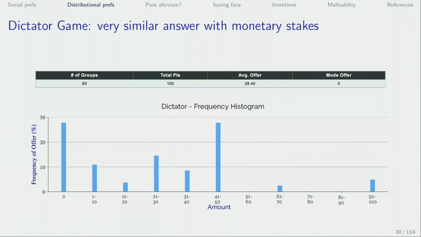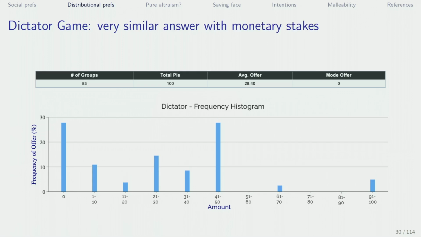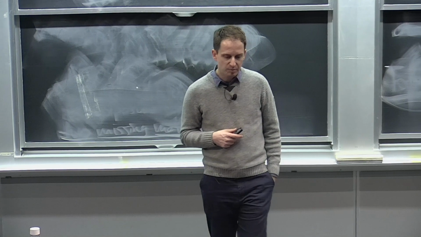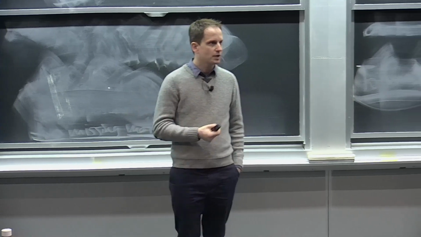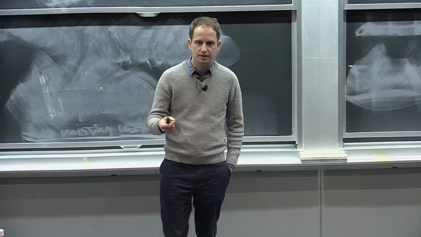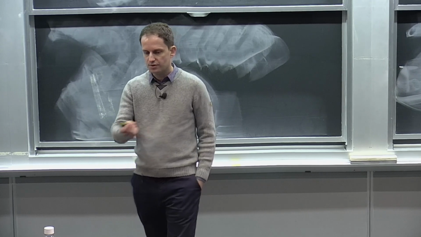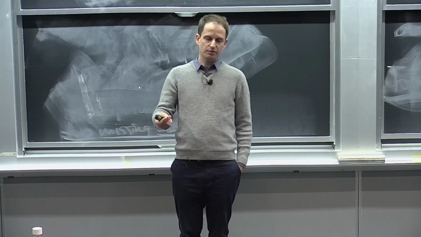It turns out when you look at stakes, not much happens. So these are the answers with no stakes; here are the answers with stakes. They look, in fact, very similar. There's not much of a difference. Even with higher stakes, I think this is $20, people seem to behave very similarly. So it seems that asking hypothetical questions, and this is how some of these games started, just asking hypothetically what would you do if somebody gave you $10, turns out you actually get pretty good answers for how people behave in reality.